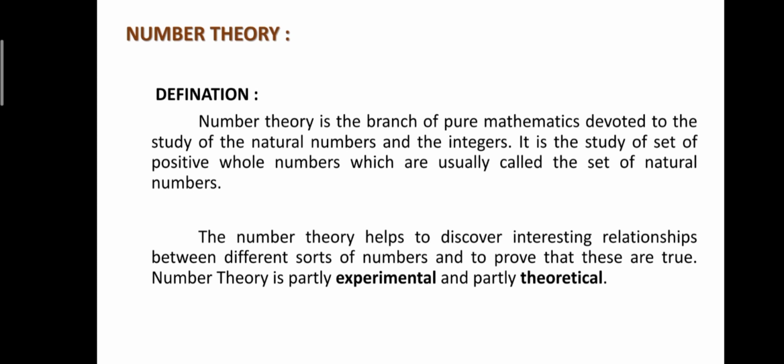Number theory is partially experimental and partially theoretical. The experimental part leads to questions and suggests ways to answer, while the theoretical part tries to devise an argument which gives a concluding answer to a question.